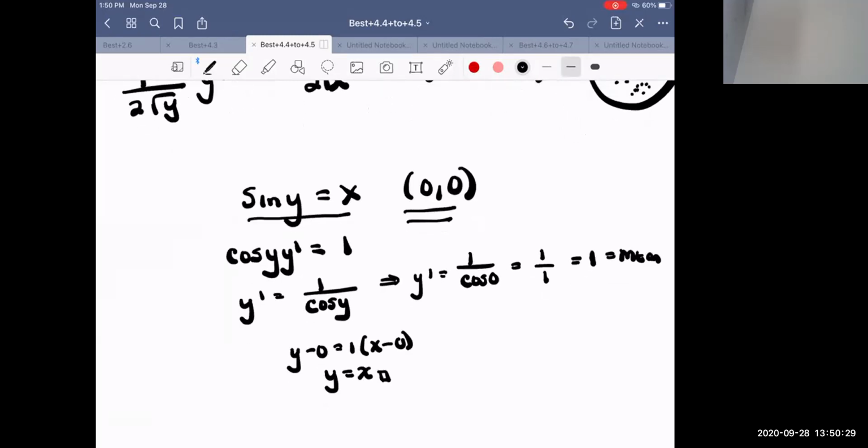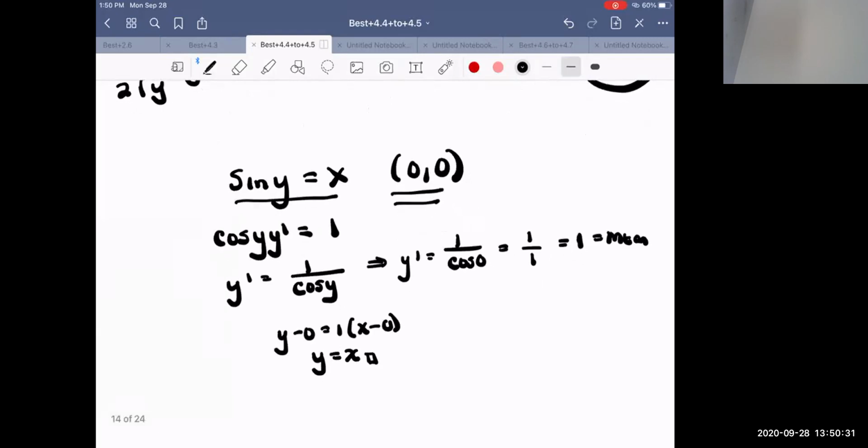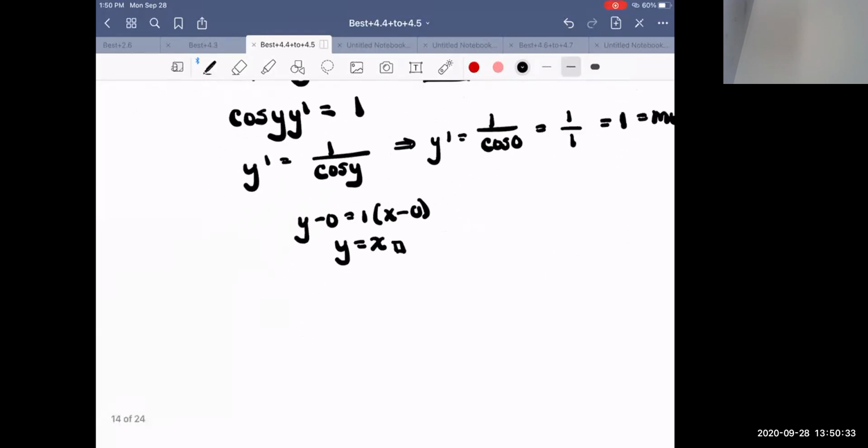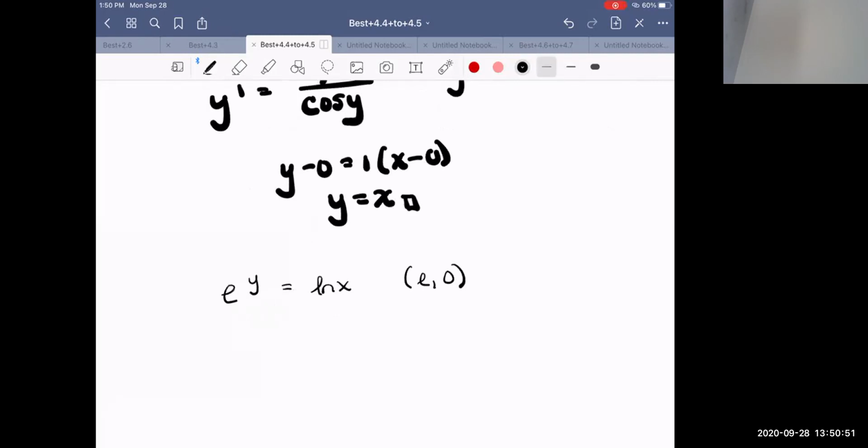Quite splendid. So here's one for you to try, and then I'll give you an assignment. We've got e to the y is equal to ln x. Oh, this is terrible. e to the y is equal to ln x at the point e comma 0. Find the equation of the tangent line to the graph of e to the y equals ln x at the point (e, 0). You'll have 1 minute to complete it with dead-on accuracy.